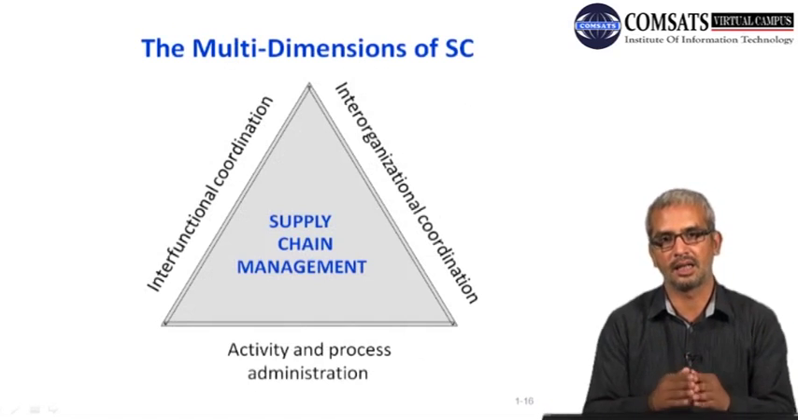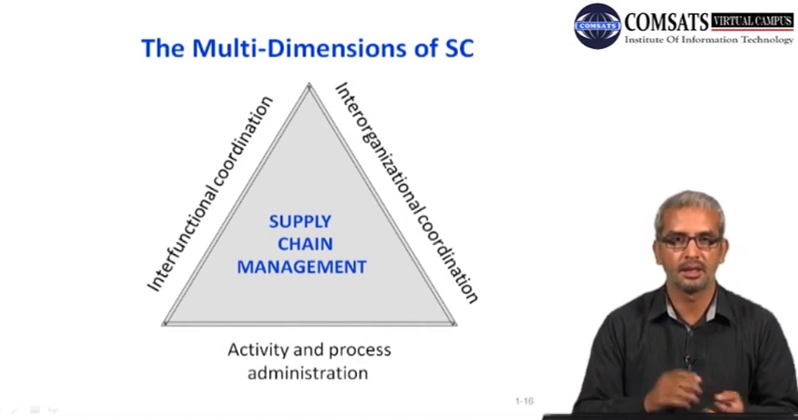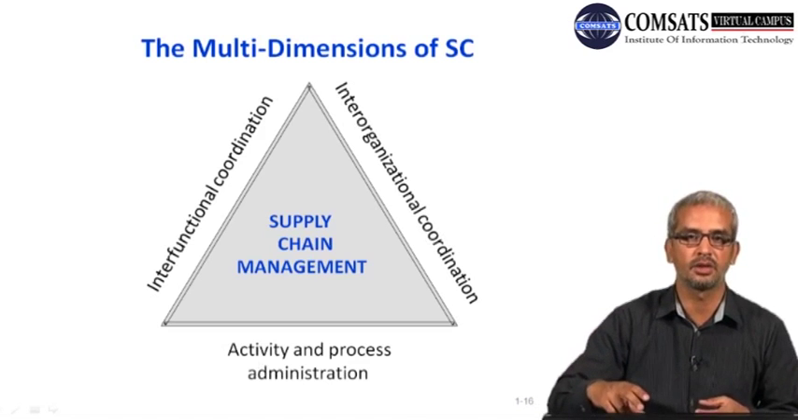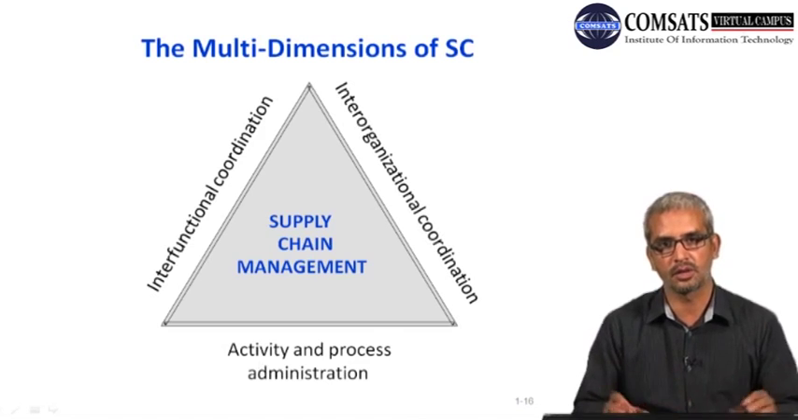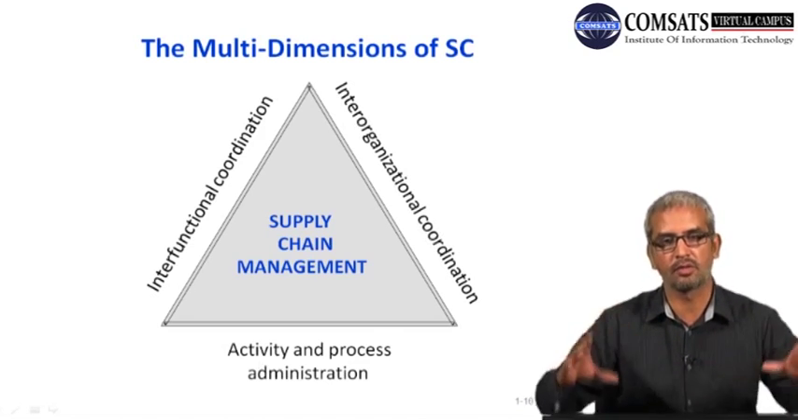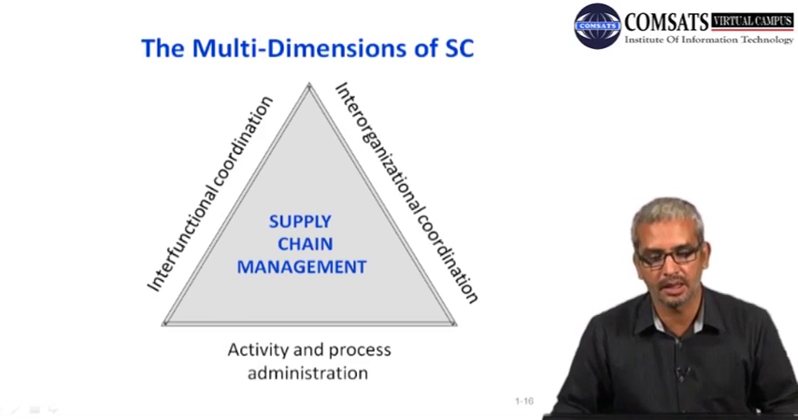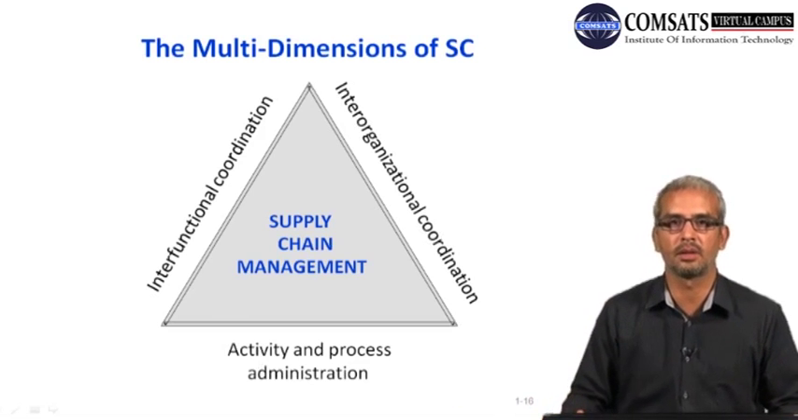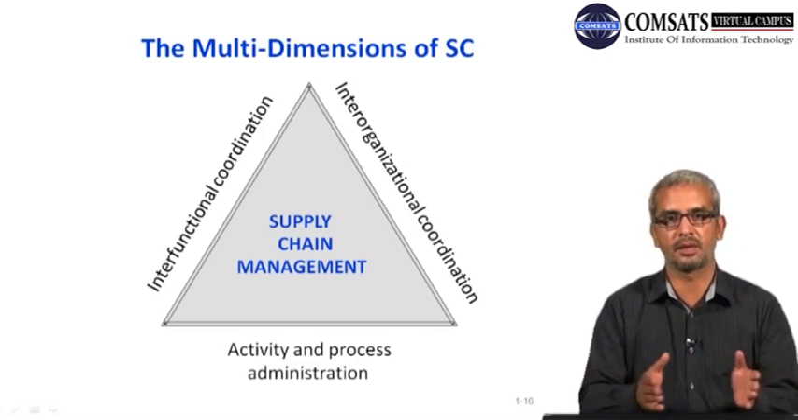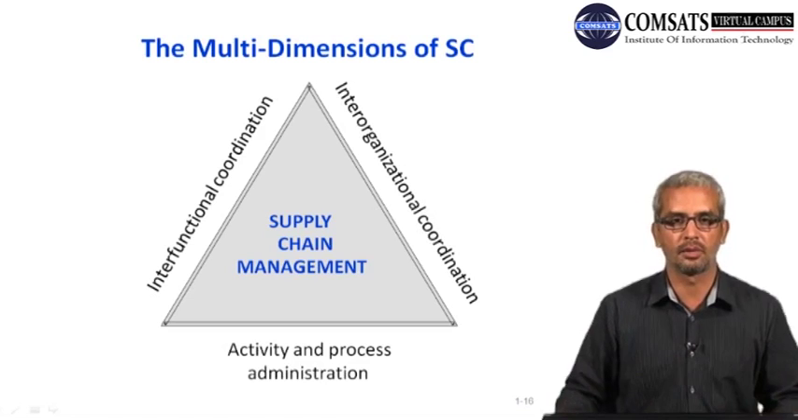And in the end, I highlighted again this triangle of the supply chain, which is interfunctional coordination on one side, inter-organizational coordination on the other side, and the activity process and administration, that is how all these activities are processed, which forms the whole multi-dimensions of the supply chain process. In the next lectures we will be discussing further things from this aspect. We have highlighted the importance of the whole supply chain process. We would be moving on from this point onwards.